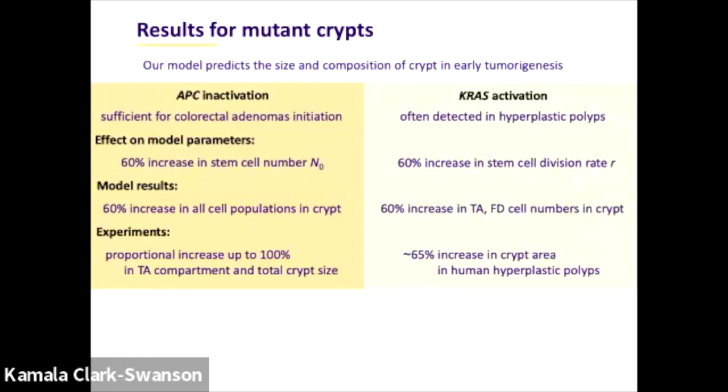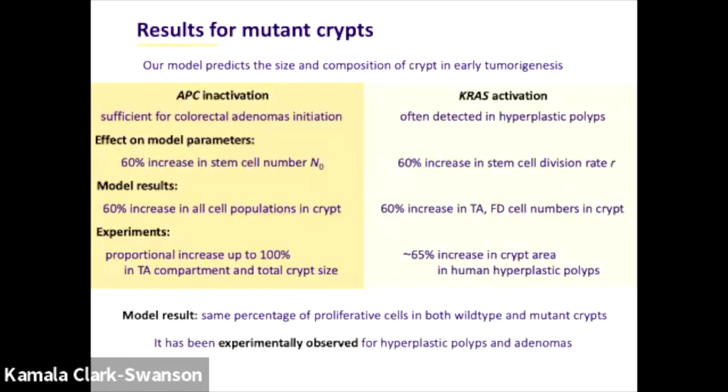Another encouraging result is that by changing, for APC mutation and KRAS activation respectively, the number of stem cells or the stem cell division rate, our model predicts the same percentage of proliferative cells in both wild type and mutant crypts. And actually, this is something that has been experimentally observed in hyperplastic polyps and adenomas in humans.